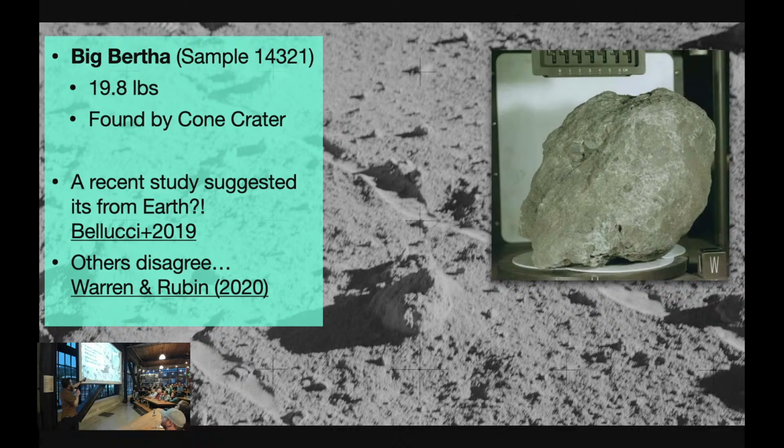One of the great things is a recent paper suggested that this rock has the chemical composition of an Earth rock, not a moon rock, which is hilarious. Because if true, it's a rock that was impacted from Earth and thrown to the moon, and then we brought it back.